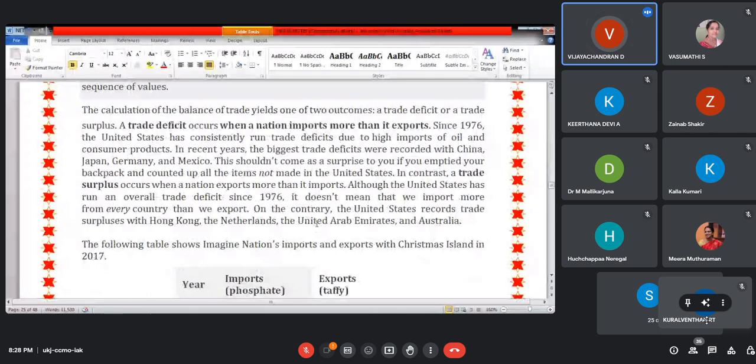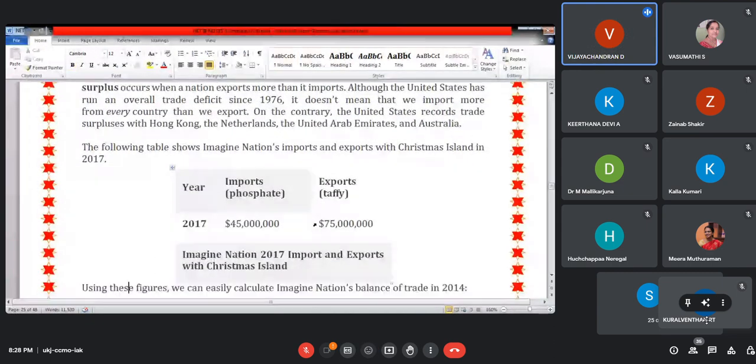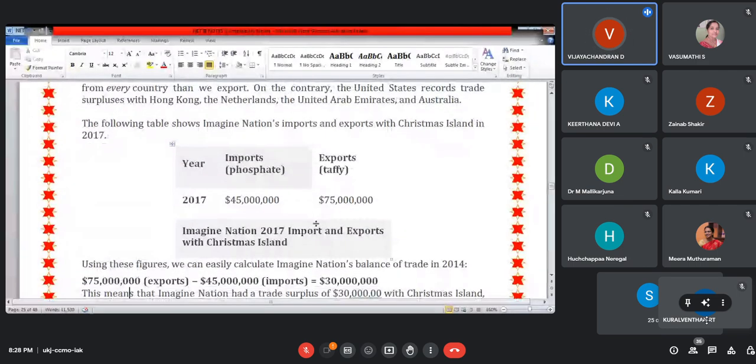I told that trade deficit. So trade deficit means what? Import is more than the export. Then we can say it is a trade deficit. In that, we have to see the balance of payment. Also, in the balance of payment, we have to know the two types of accounts that we have to see. What are the accounts involved in the case of balance of payment?